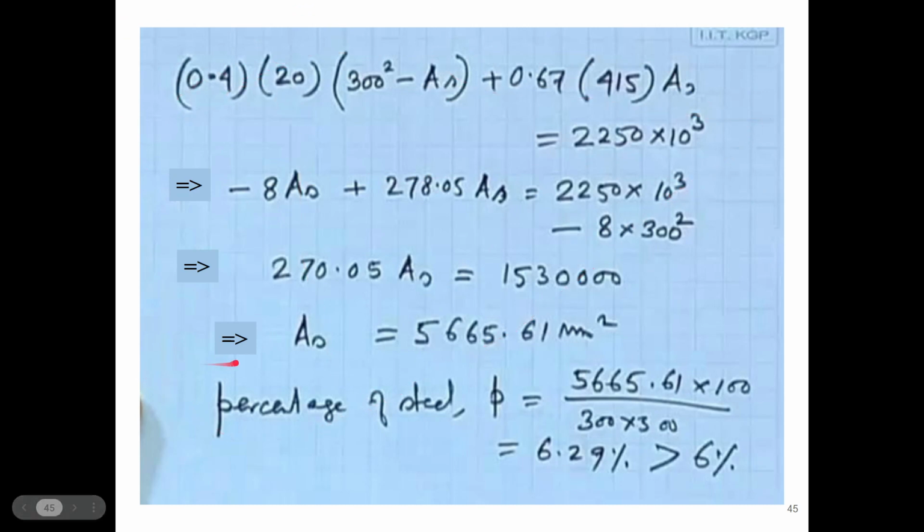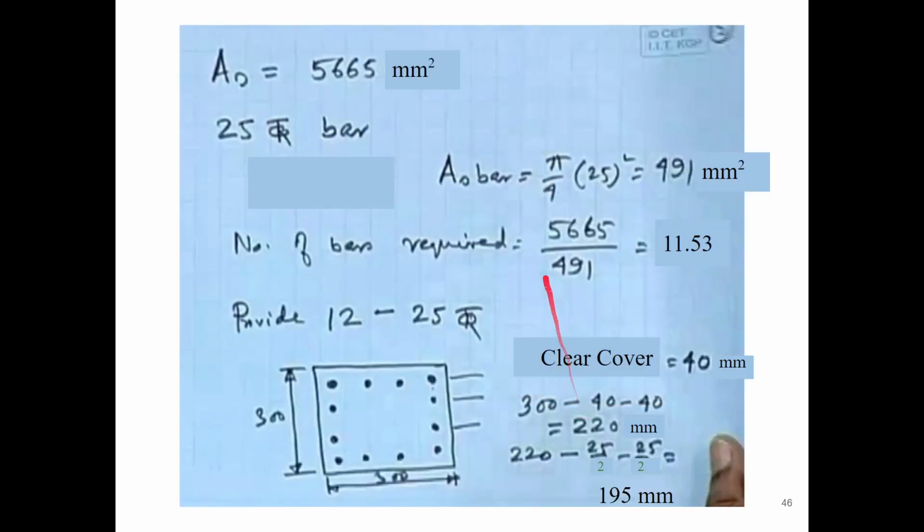Substituting the values, we will see that AS is equal to 5665.61 millimeter square, right? And the percentage of steel P will come at about 6.29%, which, as we just discussed, is greater than 6%. So we have to redesign. We'll be redesigning, but let us see a few more things here.